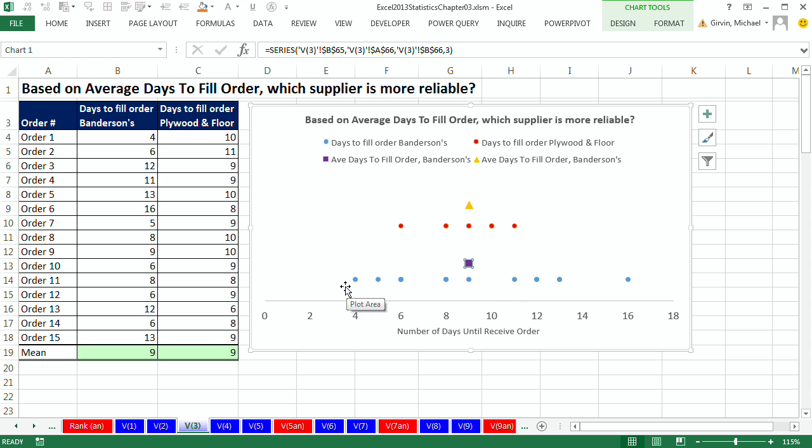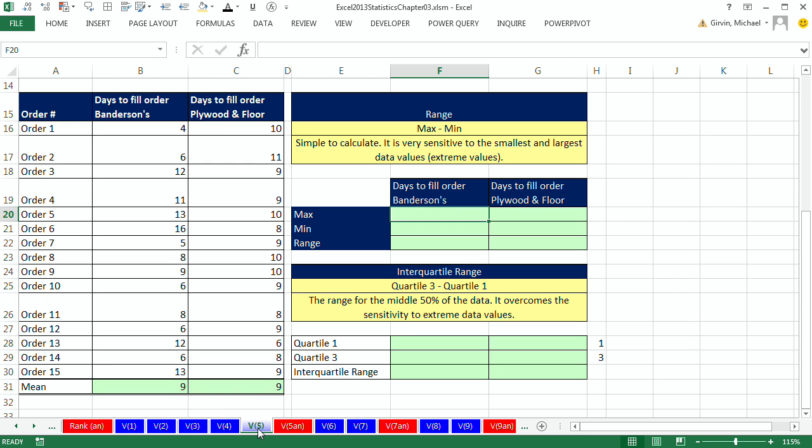So if we had a measure to measure the variability or the dispersion for our two suppliers, the one with the smallest amount of variation might be a more reliable supplier. So the question standard deviation is going to answer here is, based on average days to fill the order, which supplier is more reliable. Now let's go over to the sheet V5, and we're going to talk about a few different ways to measure variability.